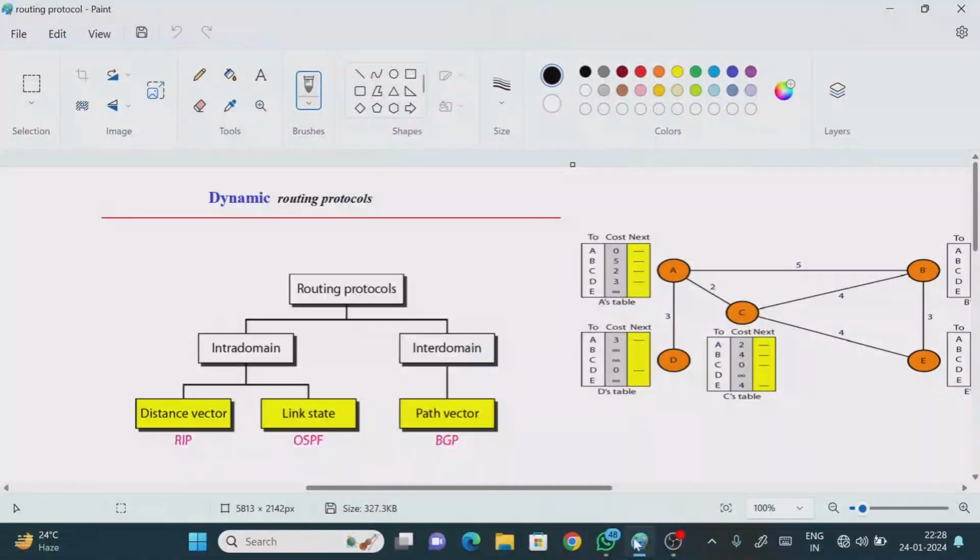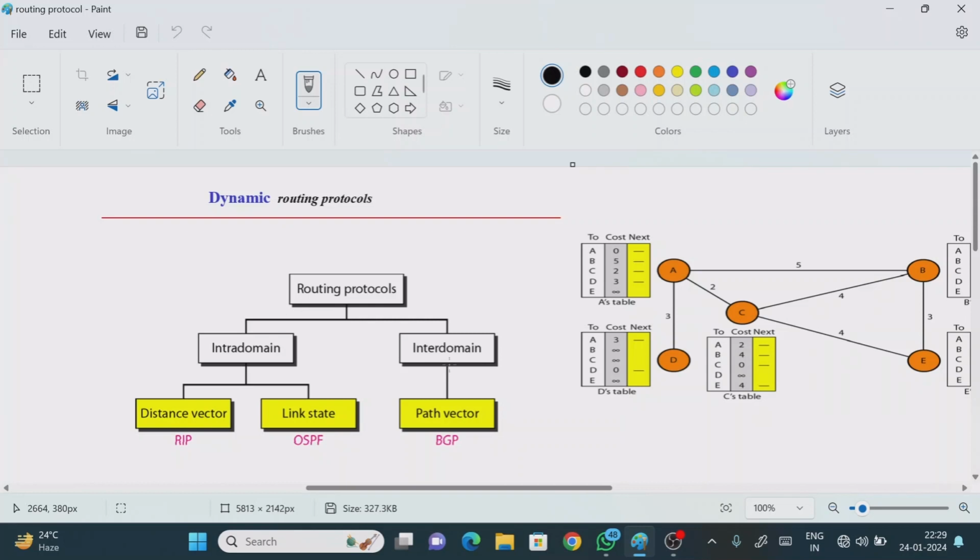Hello guys, welcome back. In today's class, the first point is what the different types of routing protocols are, then what the need for studying routing protocols is. Once that is completed, we are going to see the types of routing protocols. After that, we are going to see the intra-domain as well as the inter-domain routing protocols.